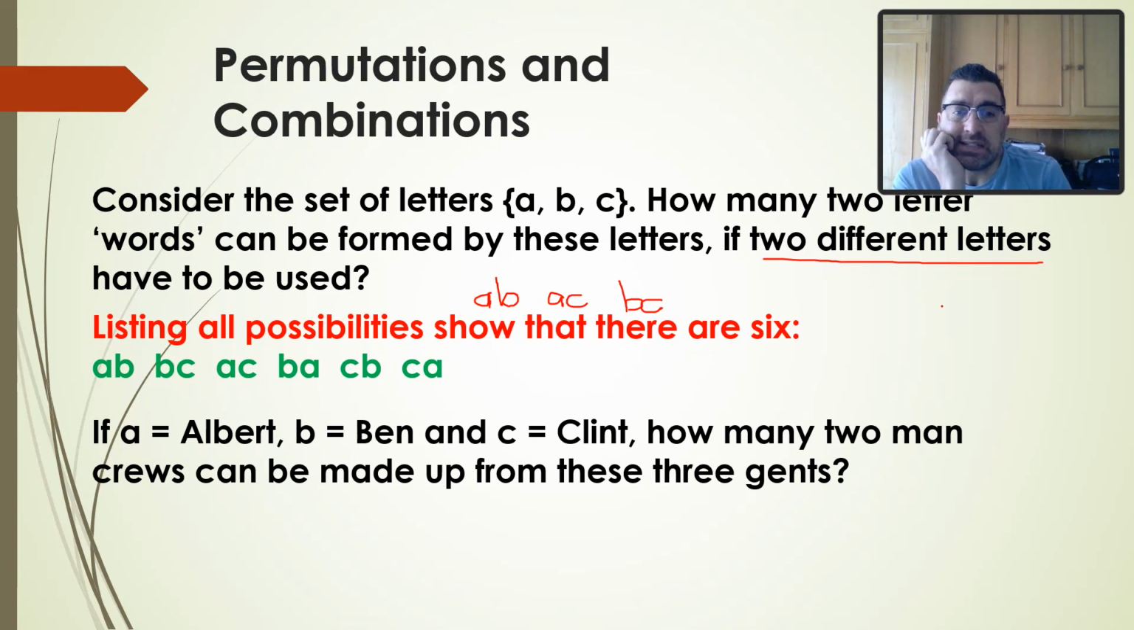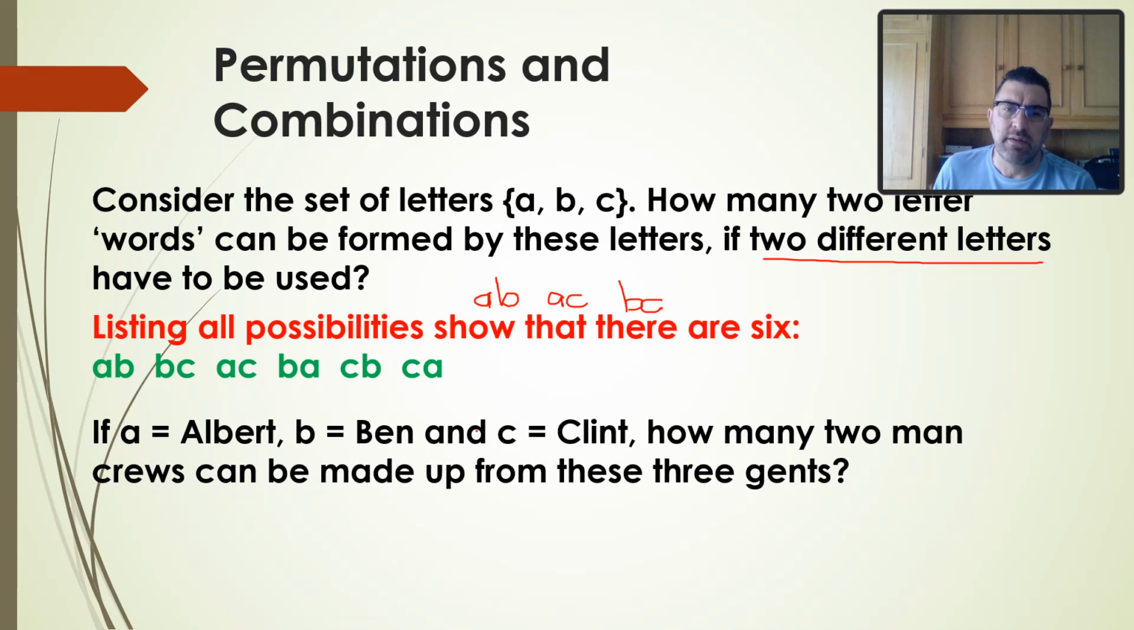So if A is Albert, B is Ben, and C is Clint, how many 2-man crews can be made up from the 3 gents? Now that, folks, is an equivalent question to ABC. But here, the order of the choices mattered in the first case because there was no context to A, B, and C. But now there's a context.